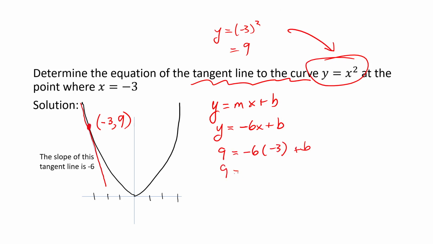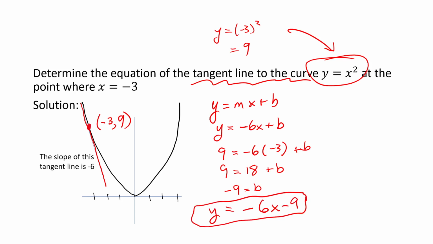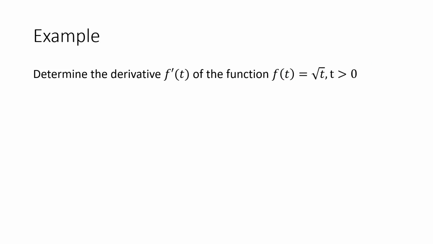So what I get is 9 equaling 18 plus b. So ultimately b is -9. So that means the equation of the tangent, the thing that I was asked to find, is y equals -6x minus 9. If you have another way of finding the equation of a line, that's okay. Next one, let's determine the derivative of that function there.